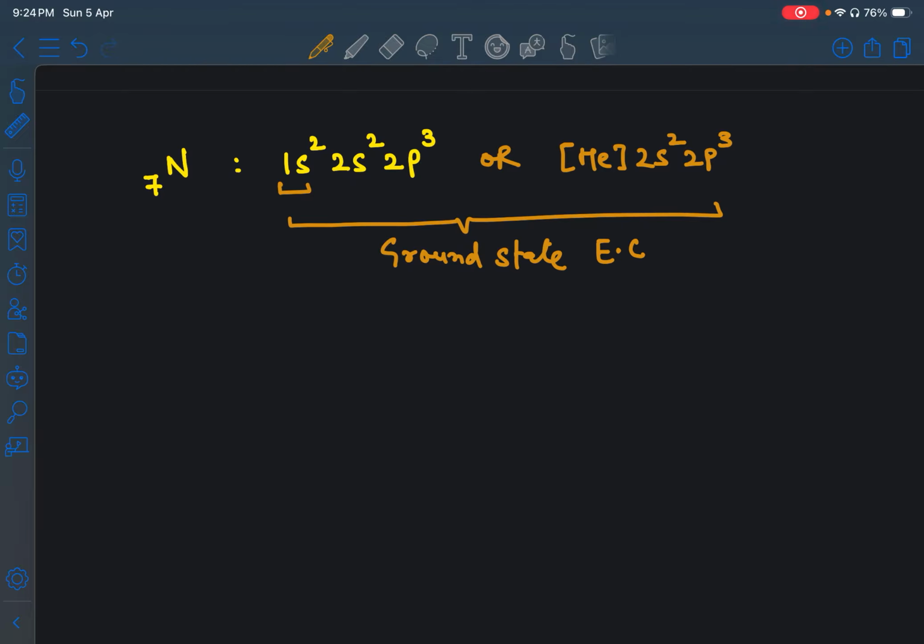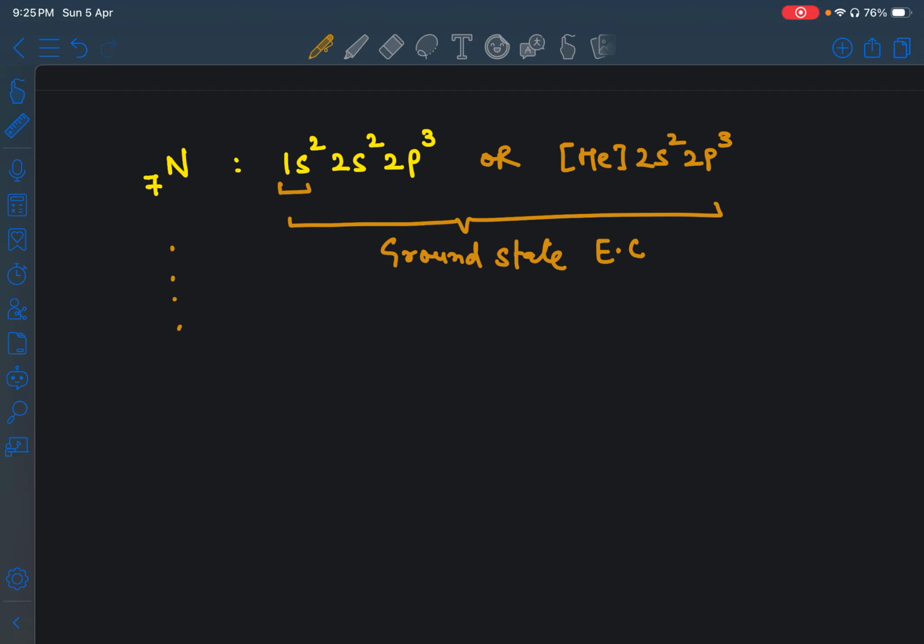All right. So this is how we can write it for any atom, right? So nitrogen is 1s2, 2s2, 2p3, or [He] 2s2, 2p3, because 1s2 belongs to helium. So we can write the long form as well as the condensed form, right? Now let's keep on adding the elements.